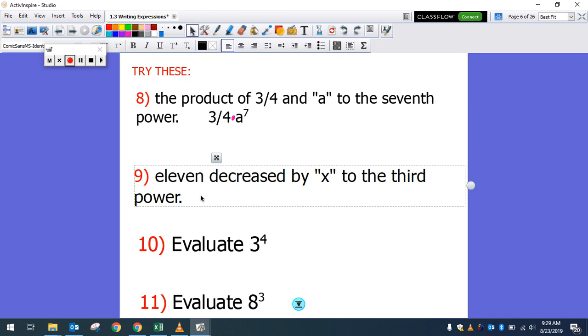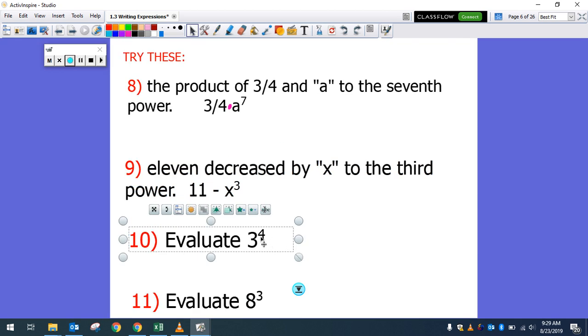11 decreased by x to the 3rd power. And the 3rd power means it's going to be a 3. All right, let me show you how to evaluate these.